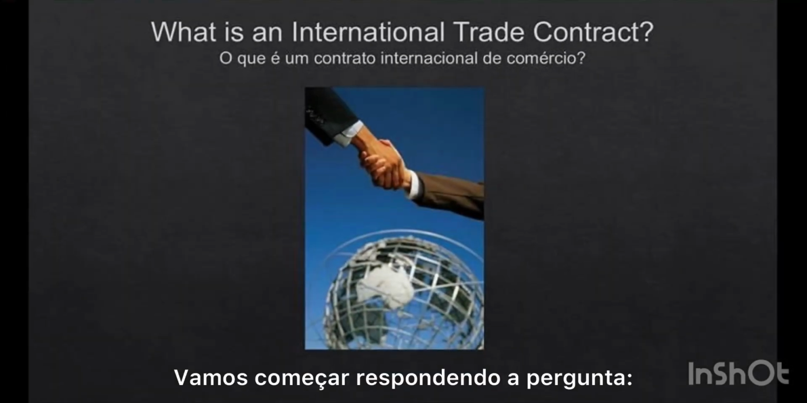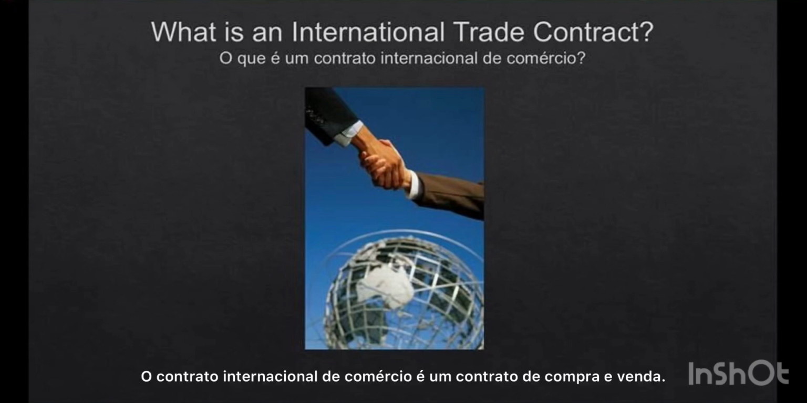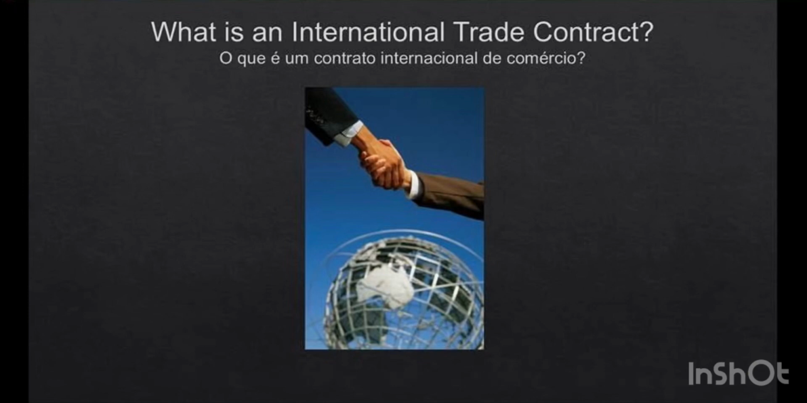Let's start. Answer the question. What's an international trade contract? An international trade contract is a kind of sale contract. It's used in international negotiation in order to achieve property or services relationship, where the elements are linked to two or more extraterritorial legal systems.